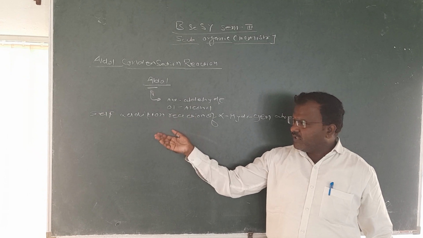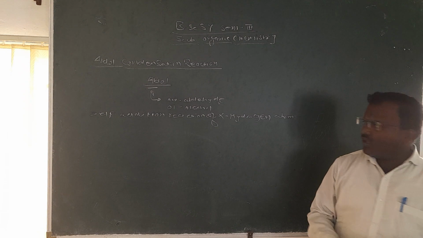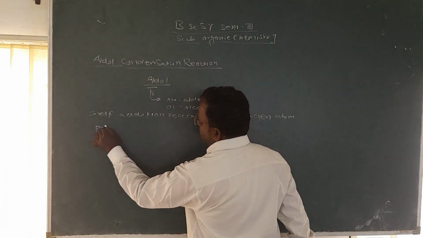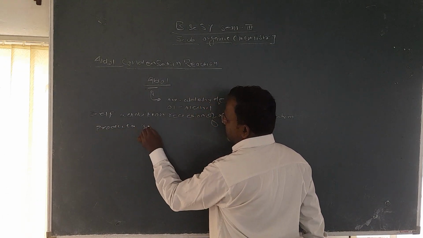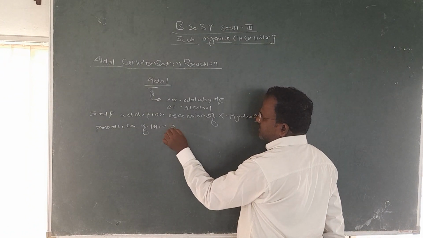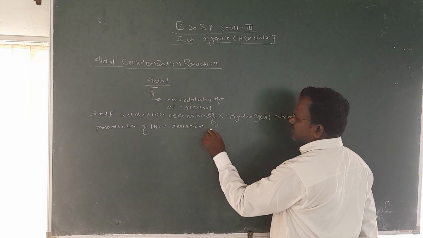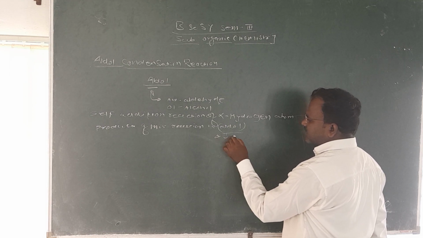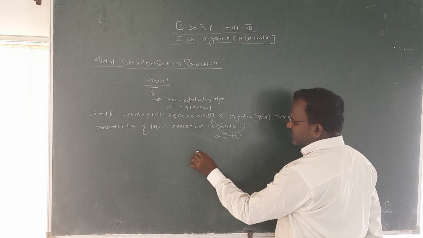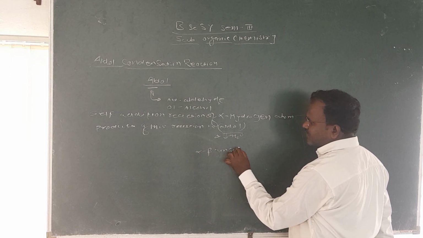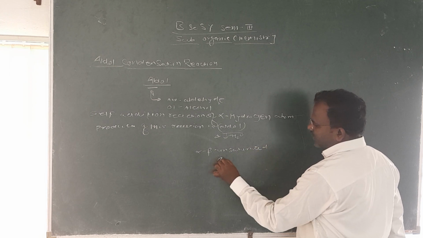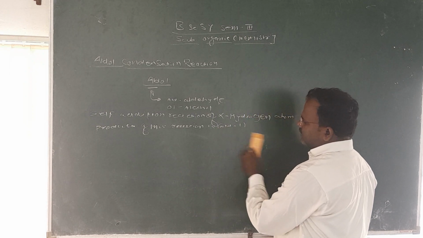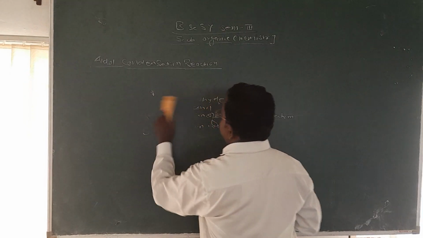aldehyde. So we discuss these reactions. The product of this reaction is the aldol, which on warming or heating, that is removal of water, forms the alpha beta unsaturated aldehyde. We discuss these reactions.